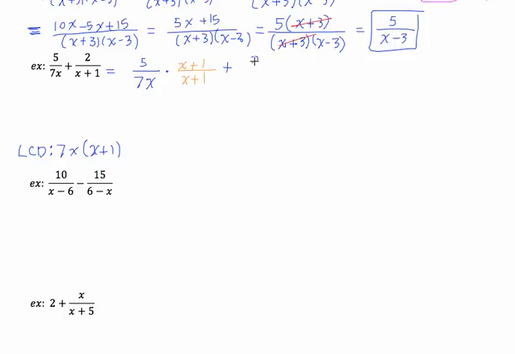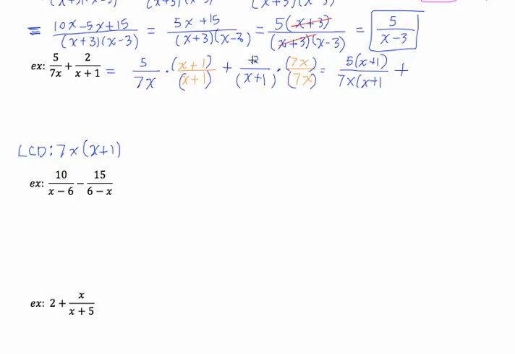Then we have plus 2 over x plus 1 times this denominator over itself, so times 7x over 7x. So multiplying, remember add parentheses if you need to, because this is really 5 times the whole x plus 1. It's not 5x plus 1. That's not right. It's 5 times the whole thing, x plus 1, all over 7x times x plus 1. So let's add these parentheses in everywhere here.